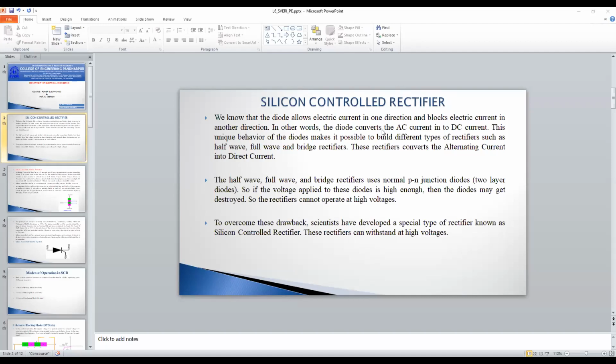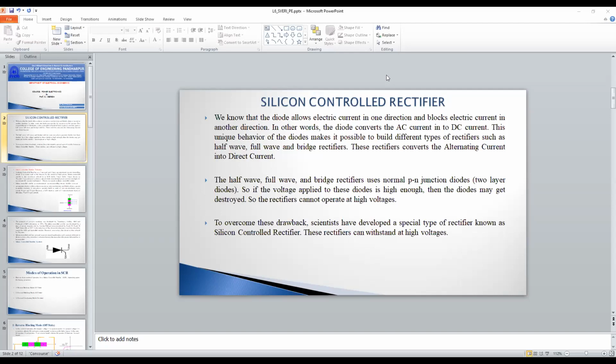as in electrical engineering also. This is a very important device in electrical engineering as well as in the power electronics subject. That's why the silicon controlled rectifier device is the heart of power electronics.